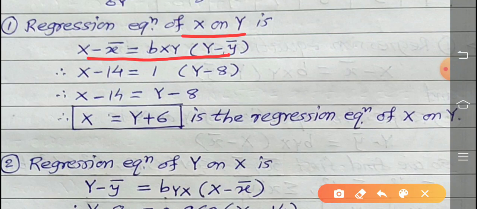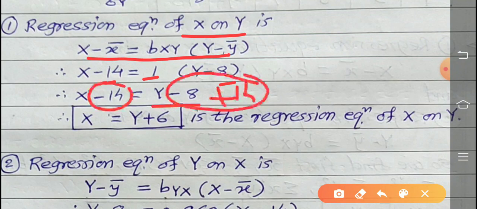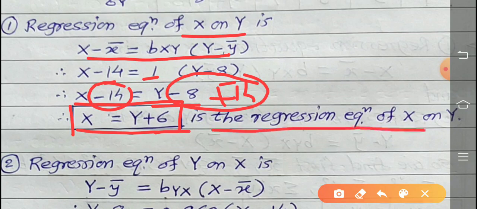Substitute the values. x minus x bar, the value is 14, equals bxy, which is 1, into y minus y bar, the value is 8. So x minus 14 is equal to 1 multiplied by this bracket. This bracket is the same, so y minus 8. Taking 14 to the right hand side, so plus 14. So plus 14 minus 8 means 14 minus 8, the answer is 6. So x is equal to y plus 6, which is the regression equation of x on y.